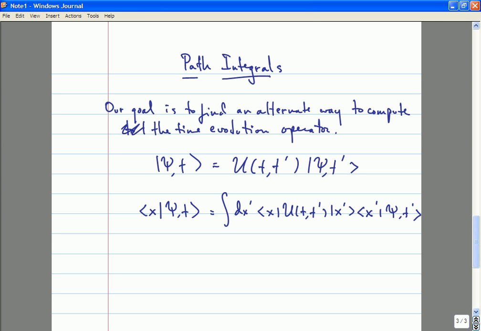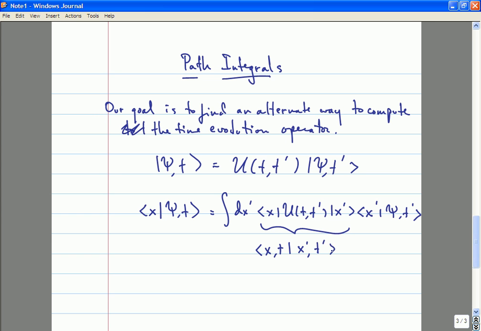So sometimes when we have integrals of this sort, we call it a convolution. So it's a convolution of this matrix element of the unitary time evolution operator with the wave function at some earlier time. Or if we have not an integral but a sum, we call this matrix multiplication. That's another name for this expression. And my goal is to compute the matrix elements of this time evolution operator.